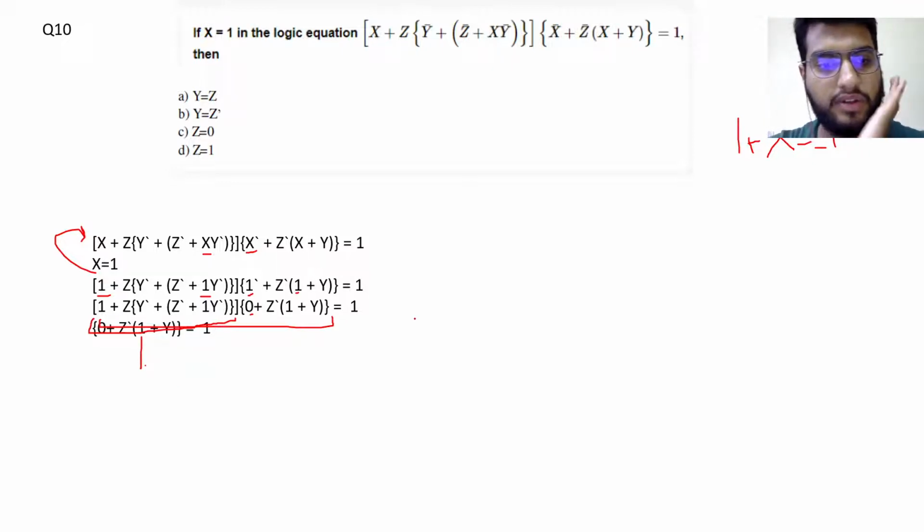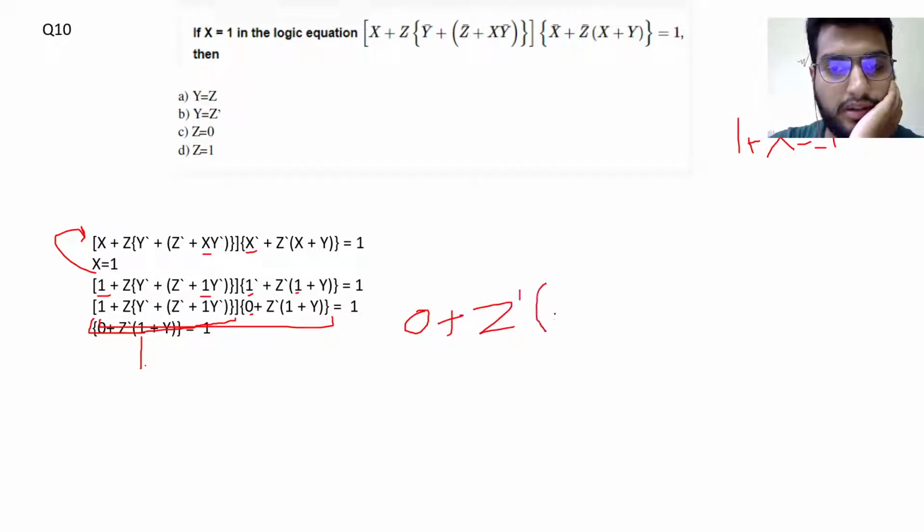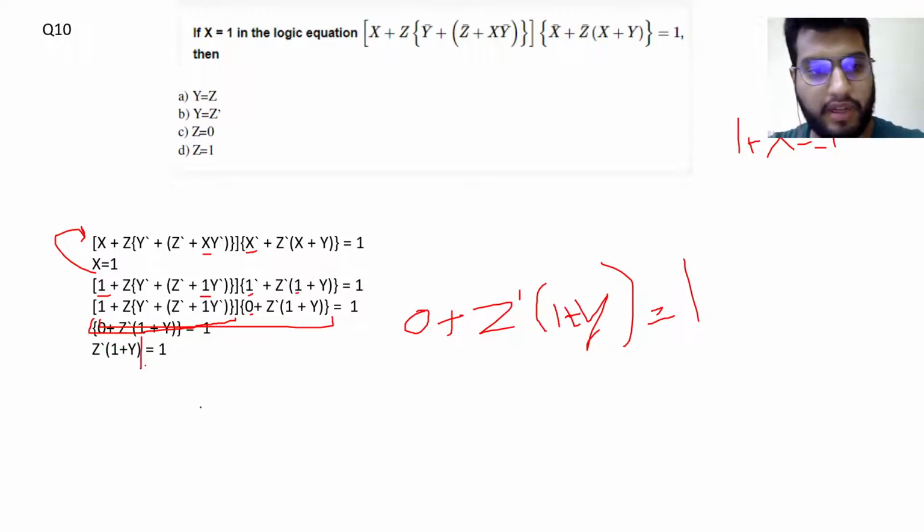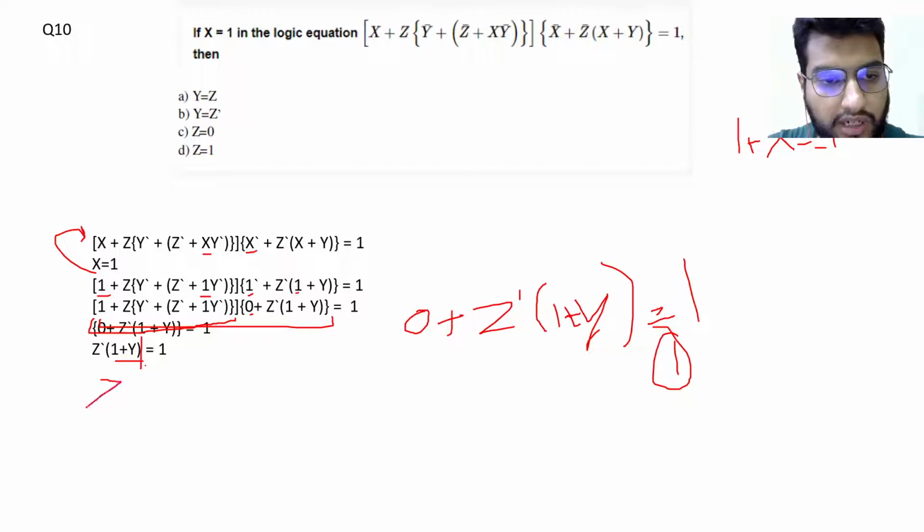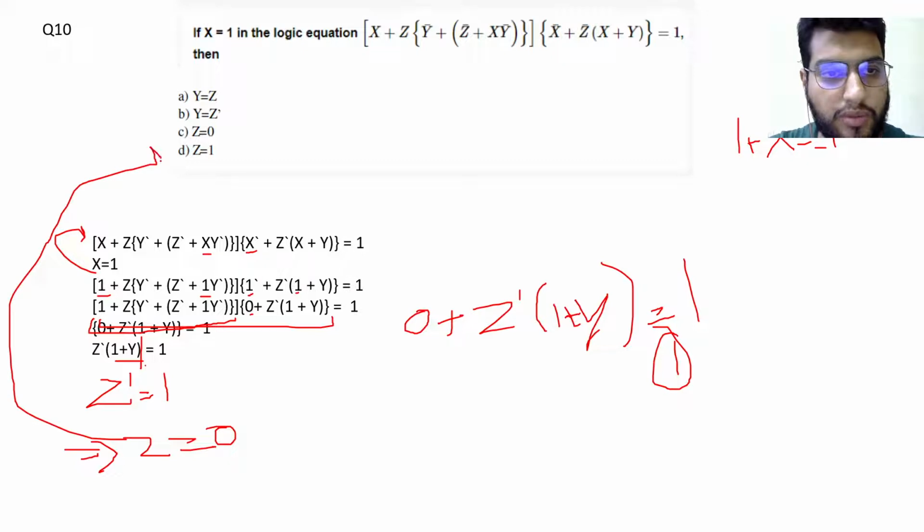And we have 0 plus z complement (1 plus y) equal to 1. Writing it in simplified form, z complement (1 plus y) equal to 1, and again 1 plus y will be equal to 1. So we have z complement equal to 1, which implies z equal to 0. Let me check the options. Yes, option C. So option C will be our correct option.